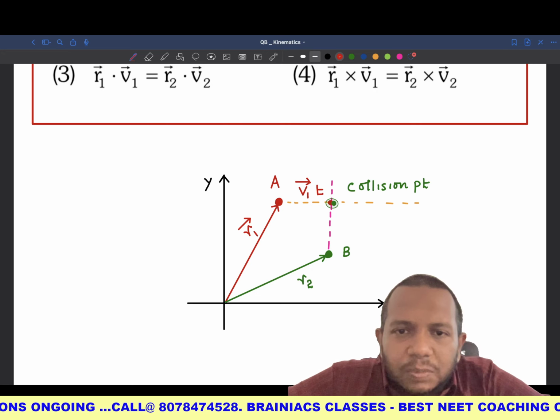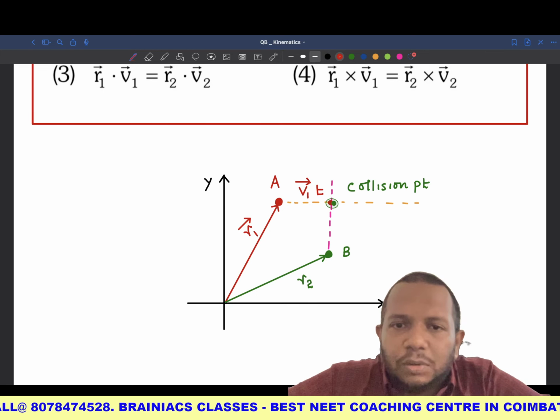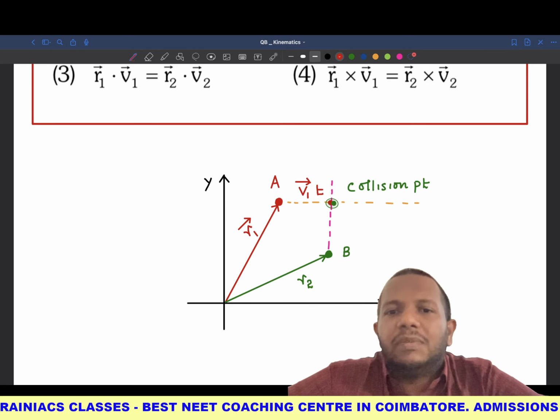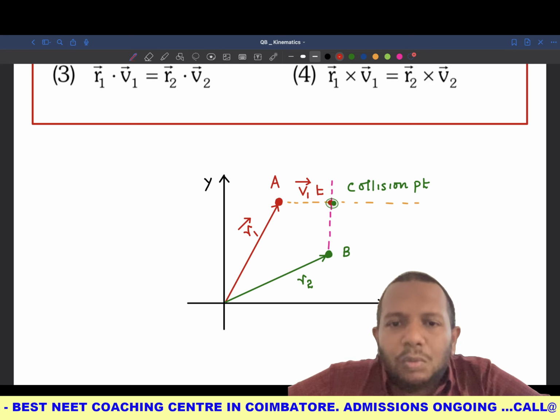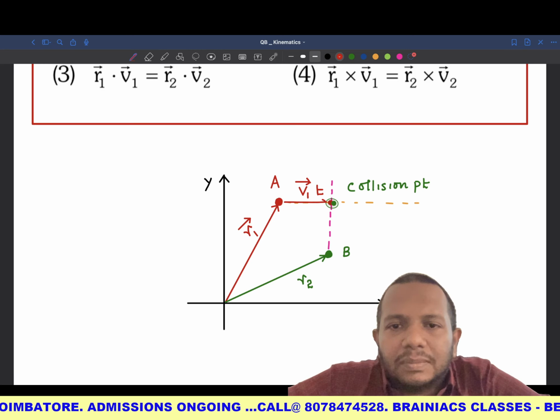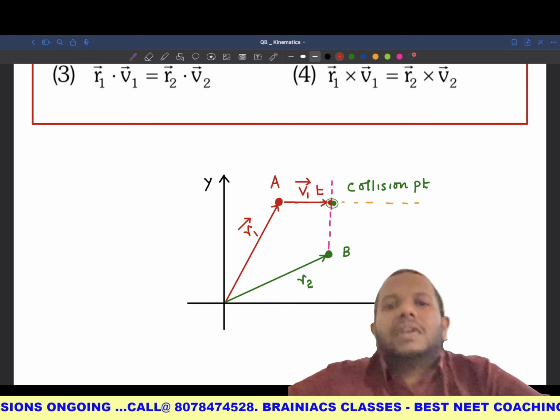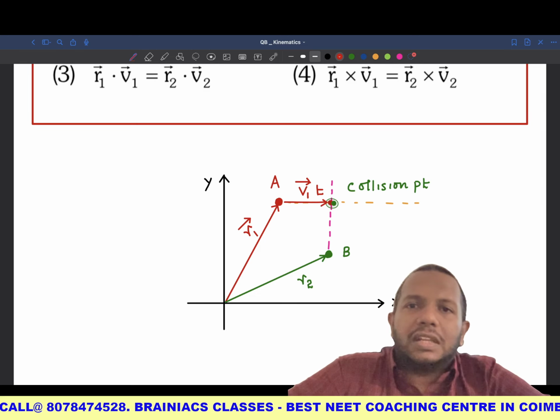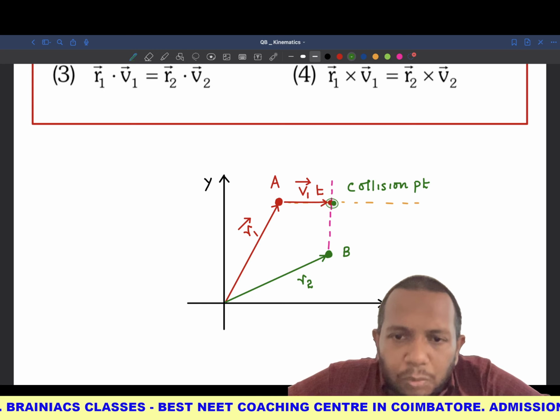So let me say this much distance means distance is speed into time. So v1 into t, that will give you the distance. So it needs to move like this. Okay, during collision it needs to move like this.